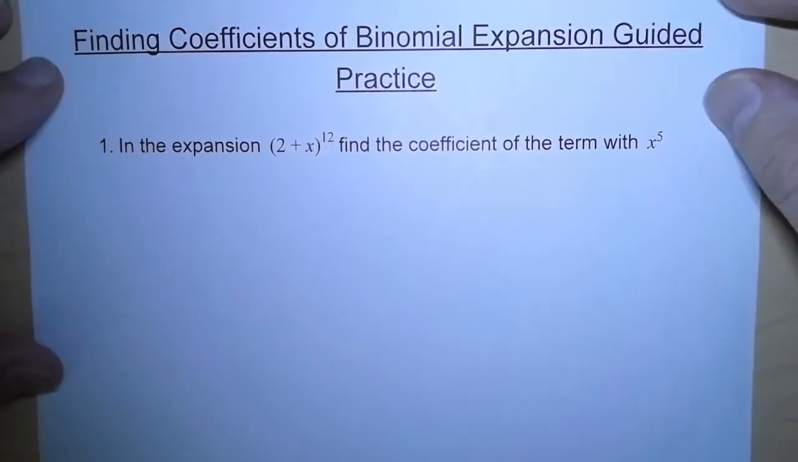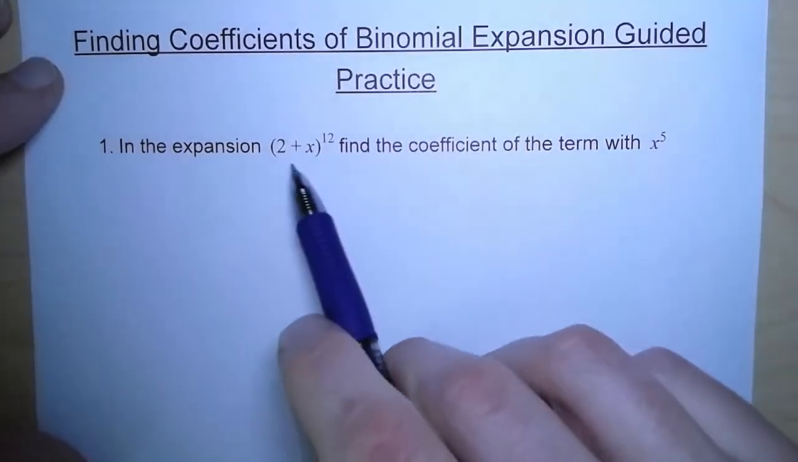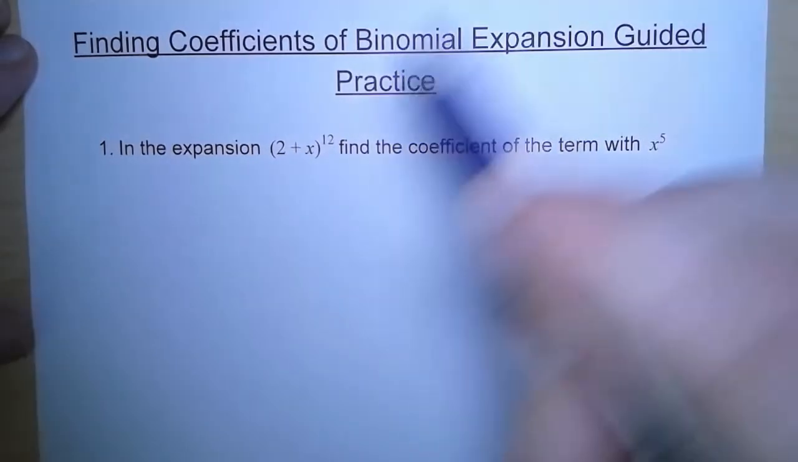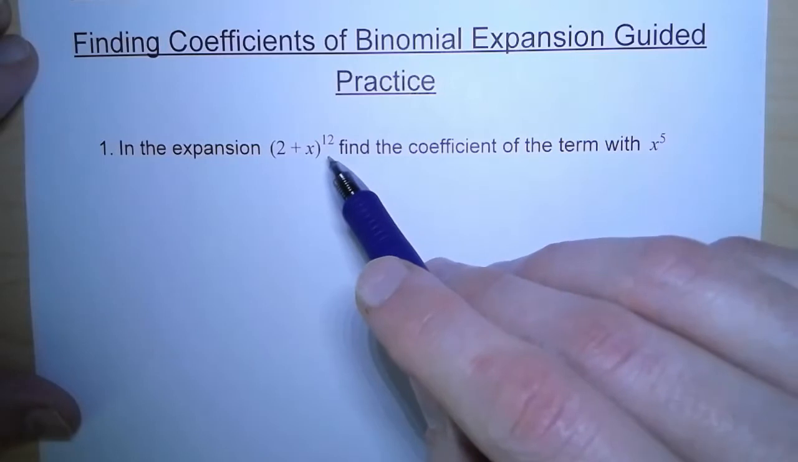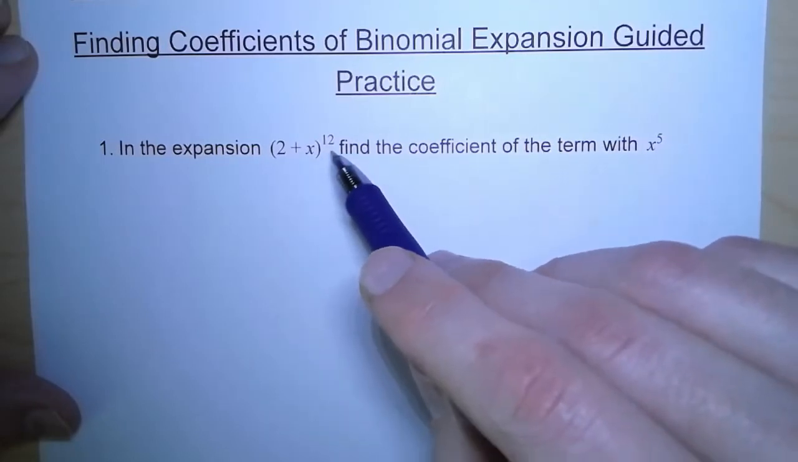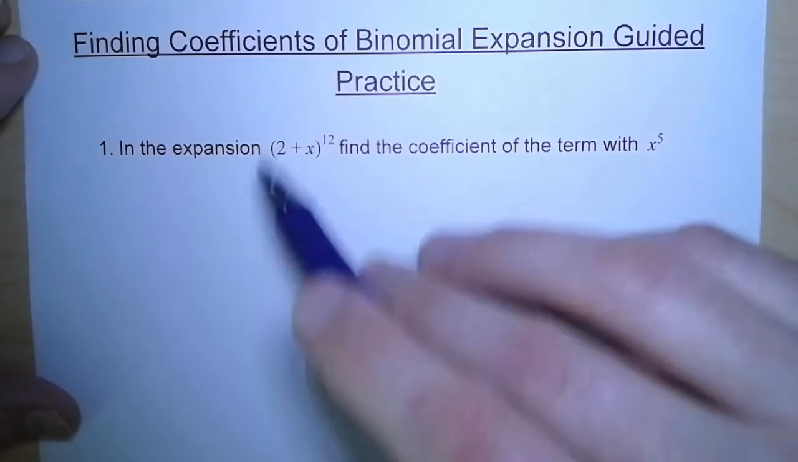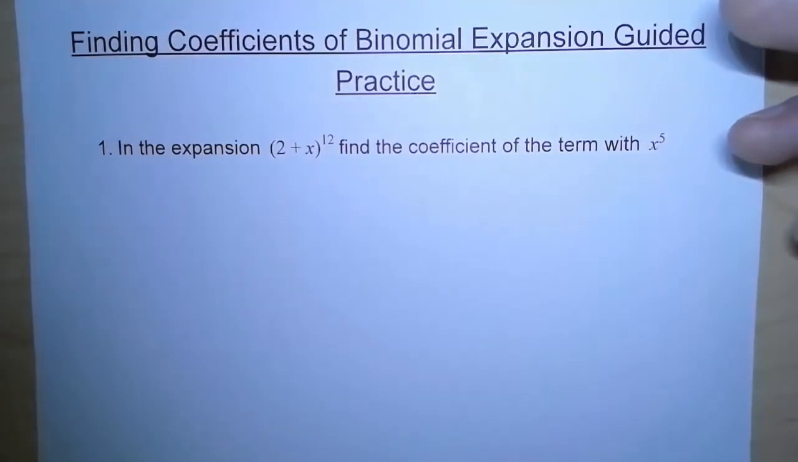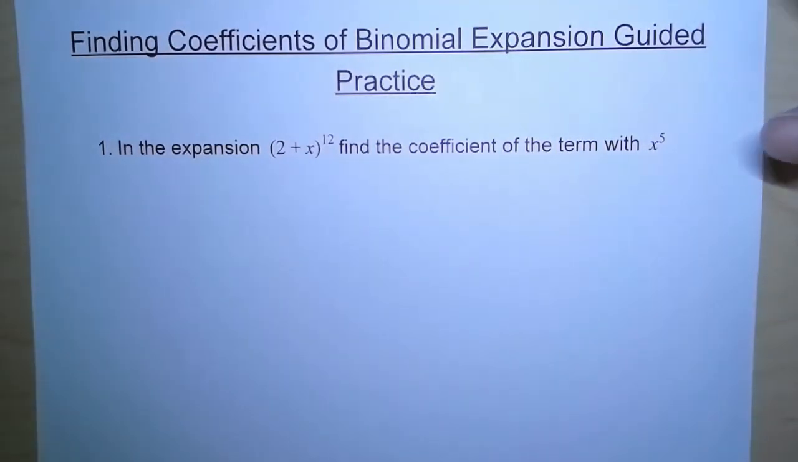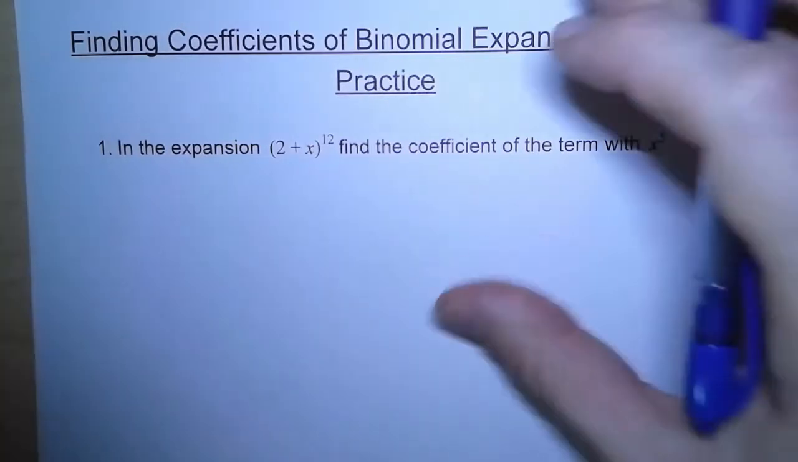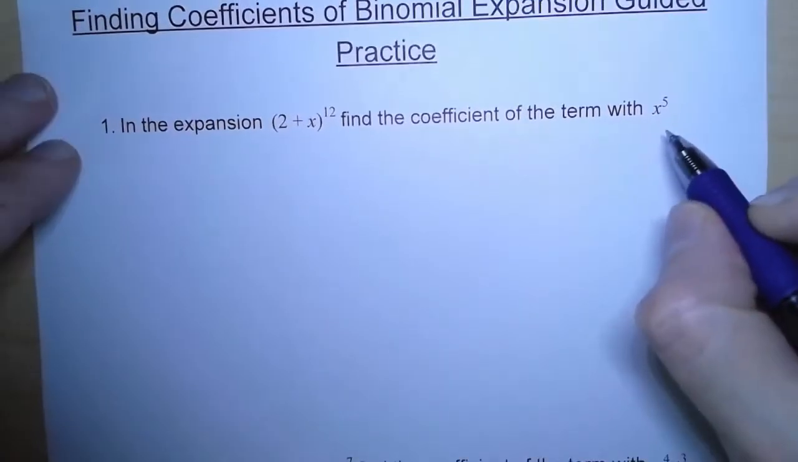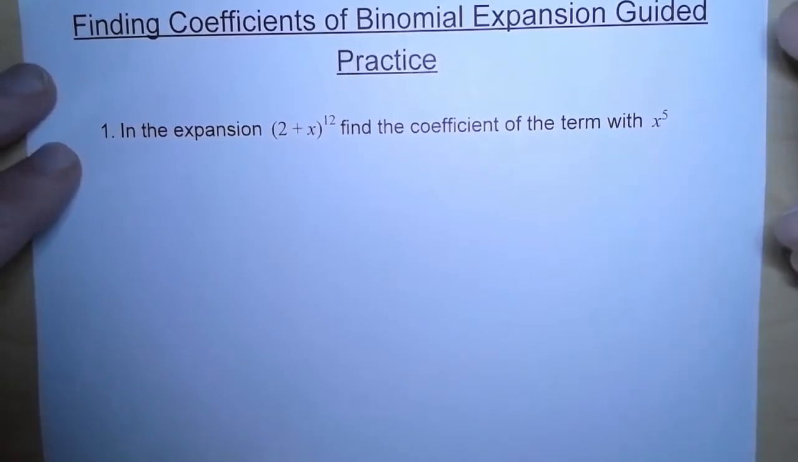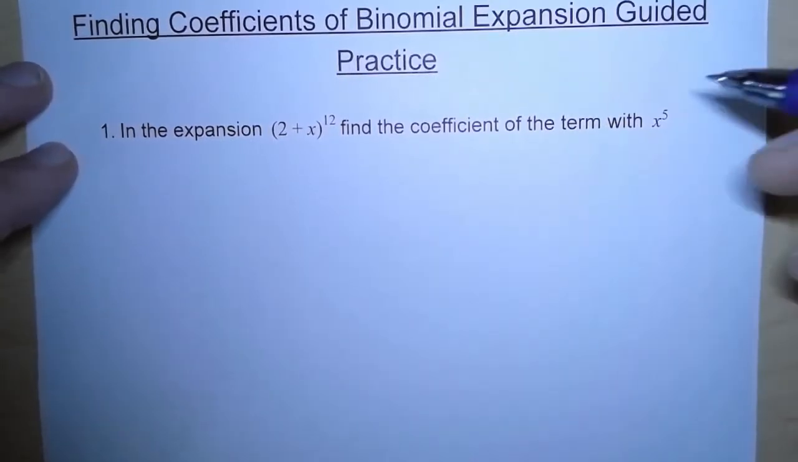So let's get started. Here we have this expansion, 2 plus x to the 12th. Now we really don't want to expand this whole thing out because there's going to be 13 different terms in this binomial expansion. But we don't actually have to do that. Instead, we just have to find the one term that has x to the 5th. Once we find that, then we'll just stop there.